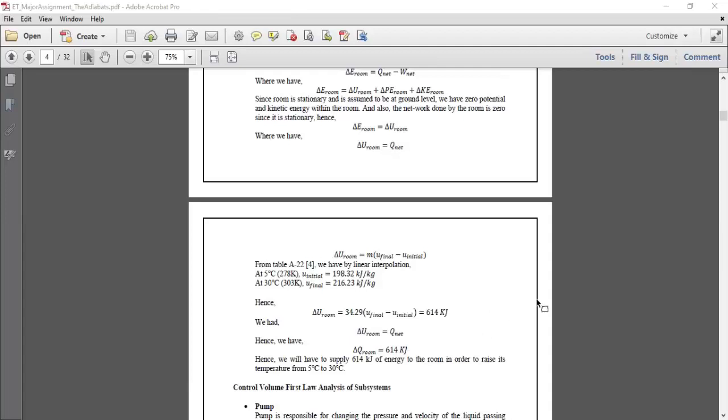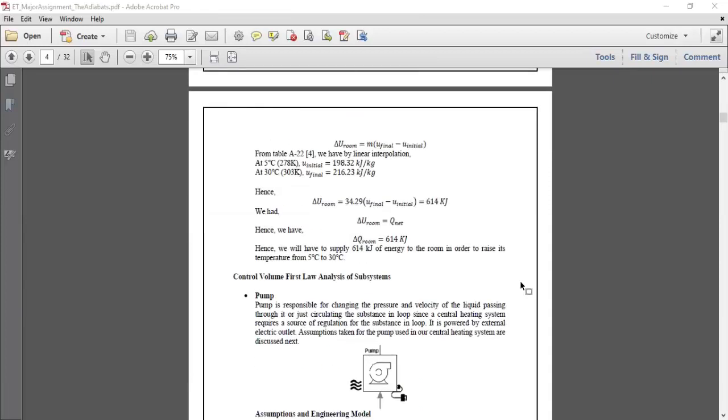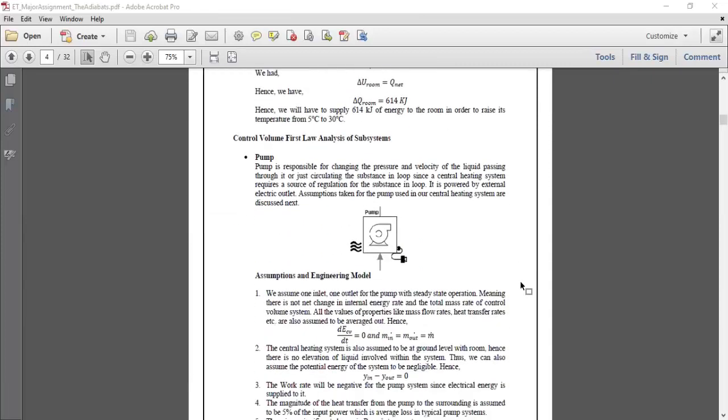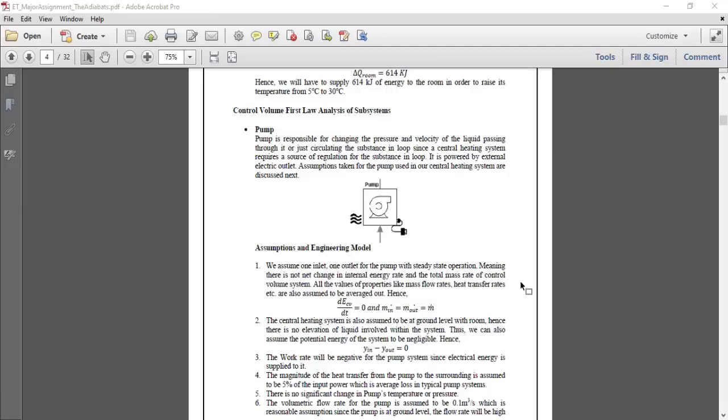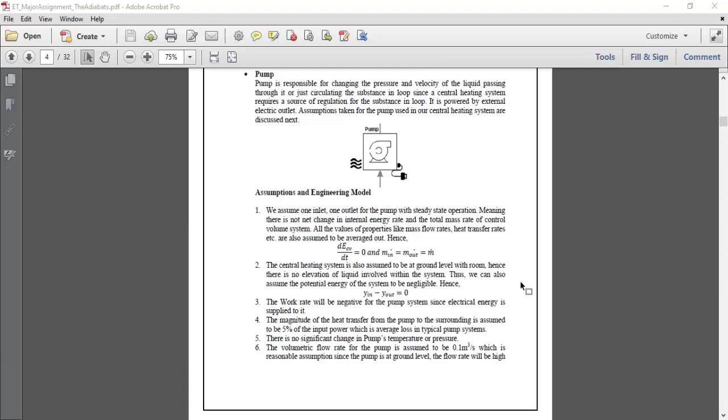Right, so I won't be diving deep into the calculations due to the time constraint for this presentation, but the details of our calculations can be studied within this document available. Right, good. So after analyzing the room, we can start an analysis on the subsystem. The first subsystem is the pump, which is assumed to be at steady state with one inlet and one outlet. There is no net change in the internal energy of the pump with respect to time, and the mass rate of inflow and outflow are also equal.